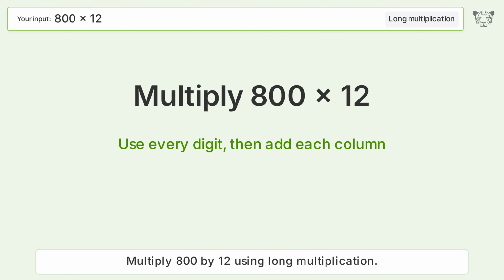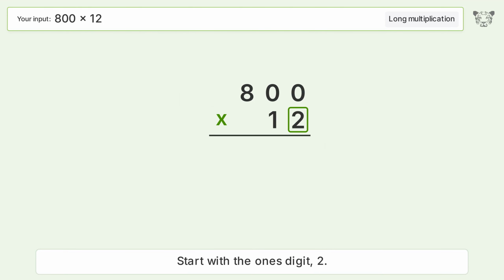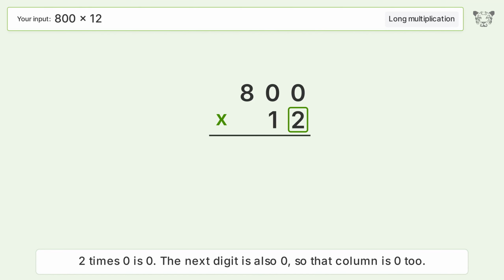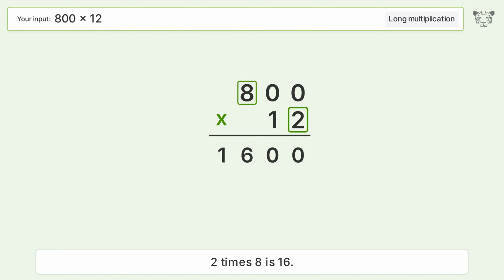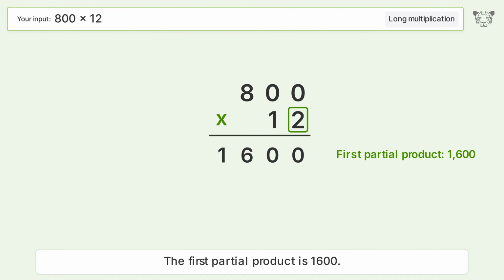Multiply 800 by 12 using long multiplication. Start with the ones digit, 2. 2 times 0 is 0. The next digit is also 0, so that column is 0 too. 2 times 8 is 16. The first partial product is 1600.